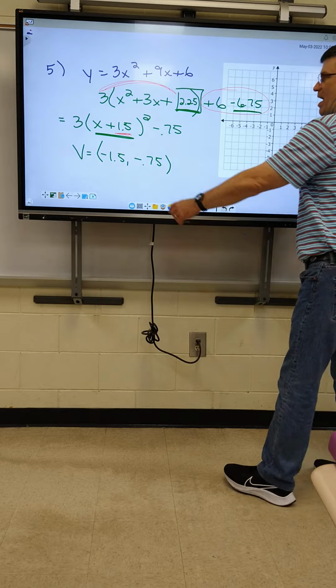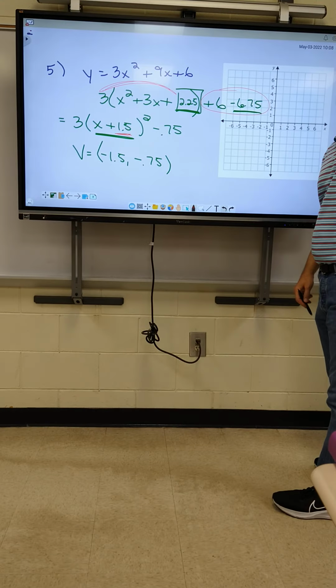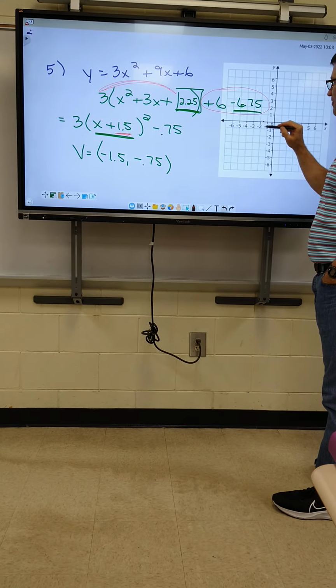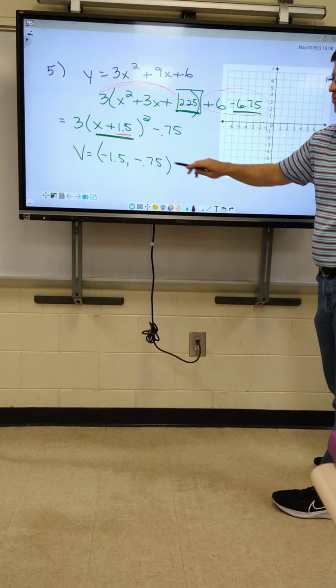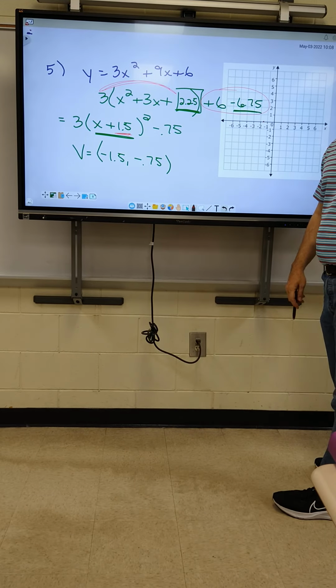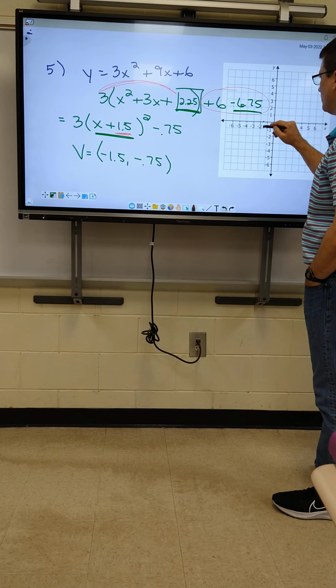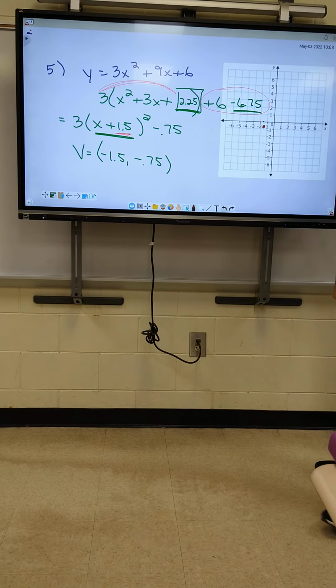All right, so how do I go back negative 1.5? 1 and a half. Then go down, how do I go down 0.75? You almost go all the way, 1, right there. There's your point. You almost go down 1.